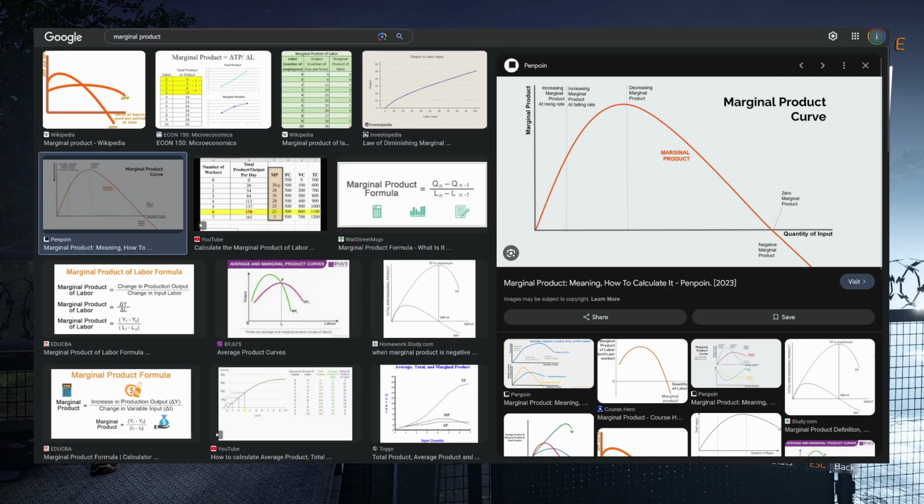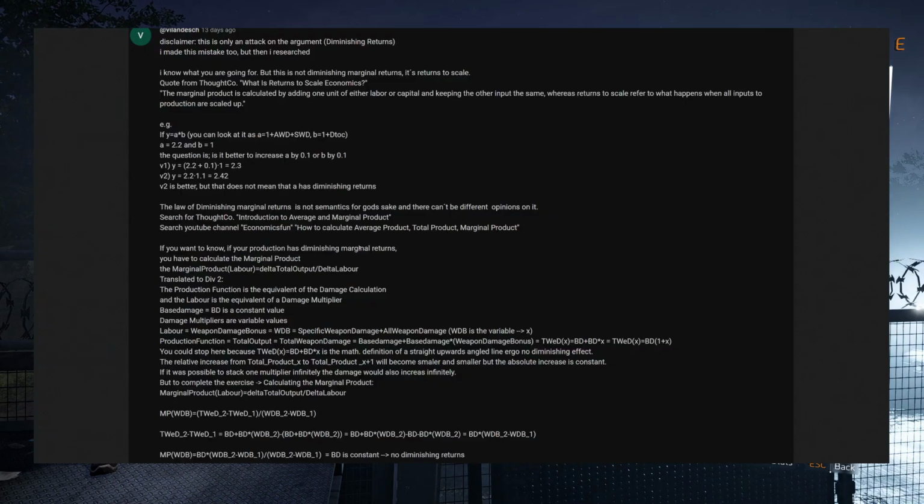Now, if we go back to that initial comment as it is here, so we're going to go through this. If you want to know if your production has diminishing marginal returns, well, there is no production here and there are no marginal returns, as we'll go into. You have to calculate the marginal product. The marginal product of labor is delta total output over delta labor. So basically, what is your increase over what you got, added into the stat.